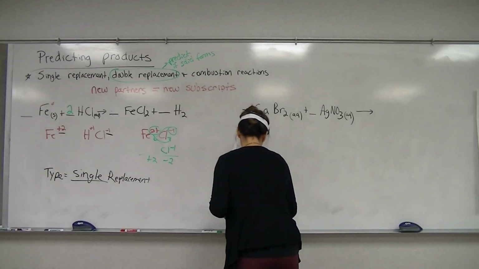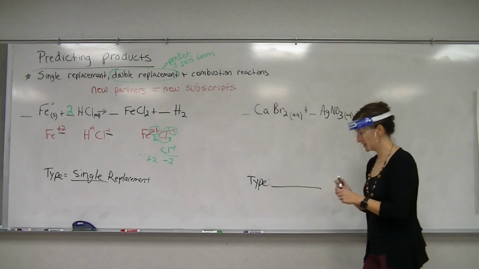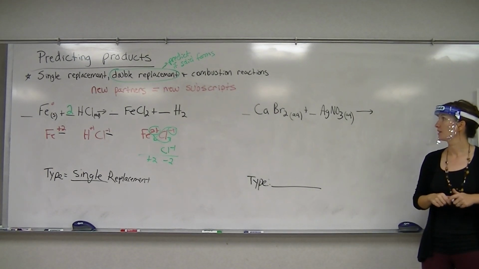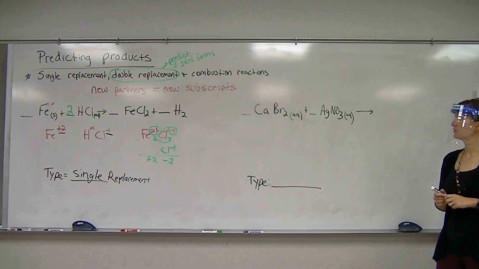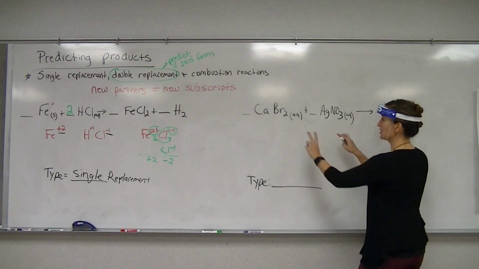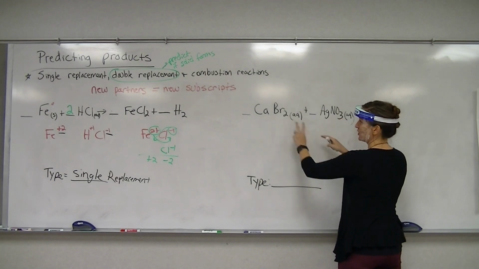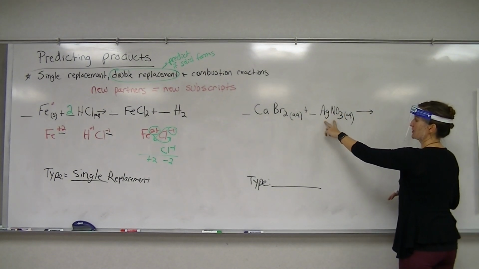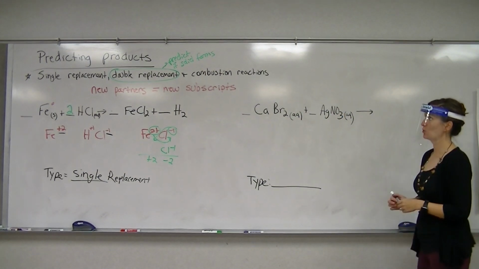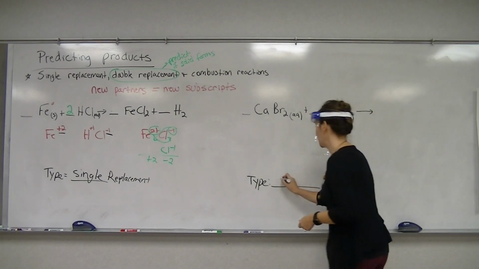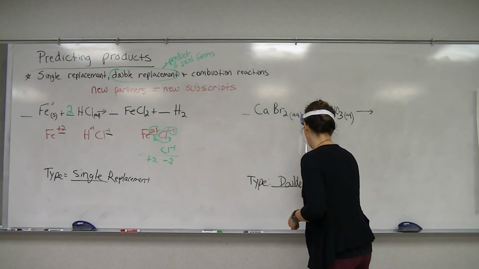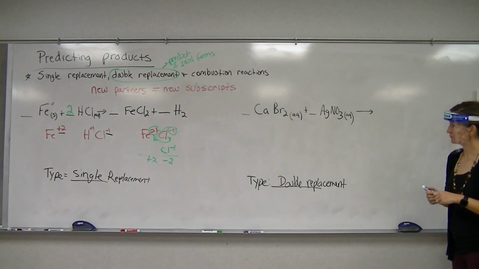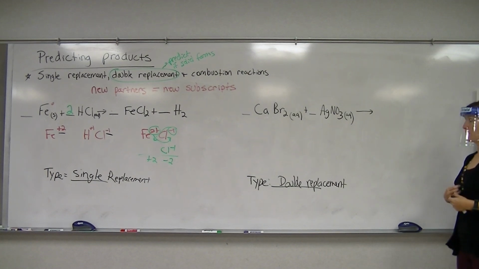So looking at this one, we start by identifying the type. So is it single, double, or combustion? Any guesses? It's double, because double is 2 compounds reacting together. So I have calcium bromide, which is a compound because there's 2 or more elements combined, and I have silver nitrate, also 2 or more elements combined. So this would be double. And that's going to help me figure out what my products are.